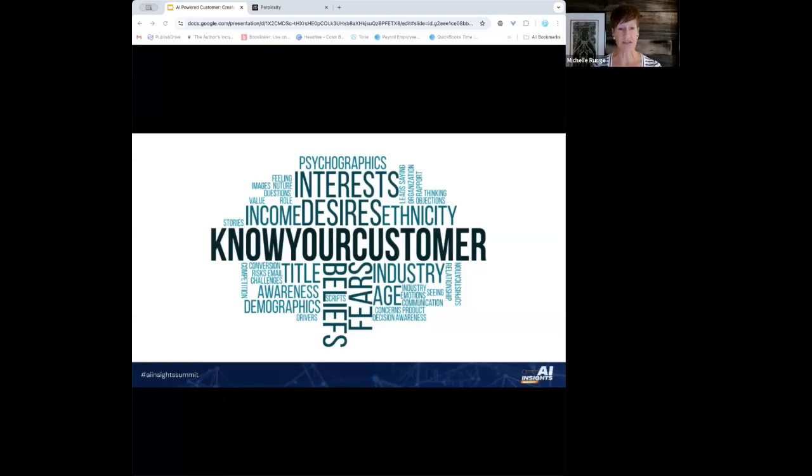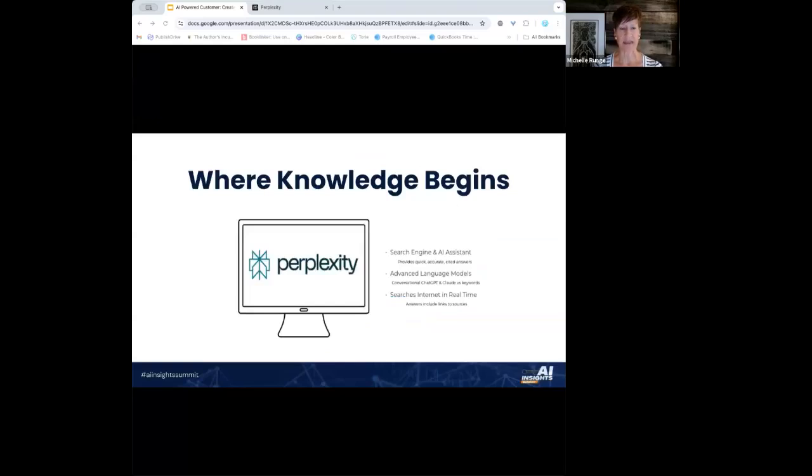Now, what I'm going to show you today, you can certainly do with ChatGPT, or you could do it with Claude. I'm going to use it with a different product, and it's called Perplexity.